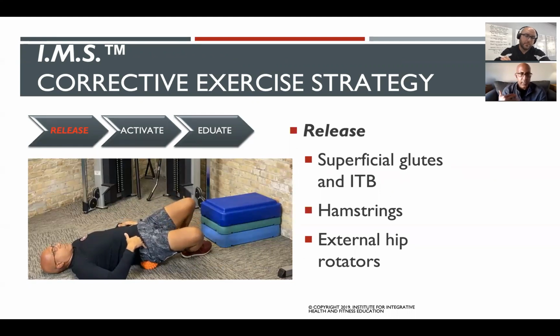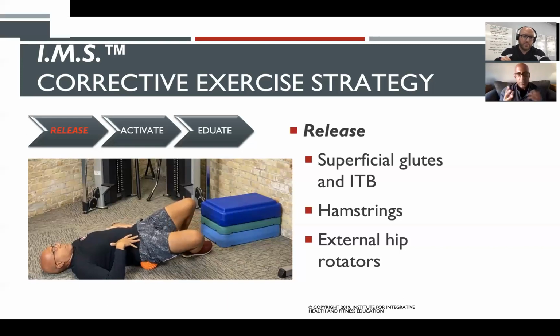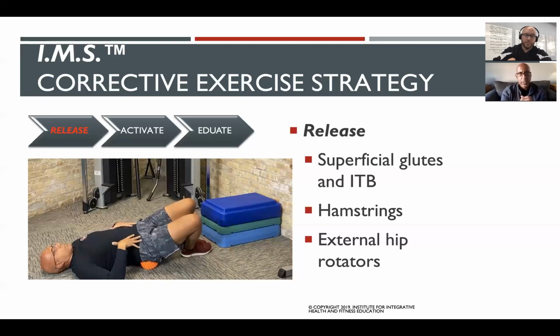You could also do it in the side-lying position to get more of the hip flexors and the lateral thighs. I'm just doing a small fall out with the knee, to release and do some contract-relax with the hip rotator. You guys know how to do foam roll release, so we don't need to spend a lot of time on that. Next slide.